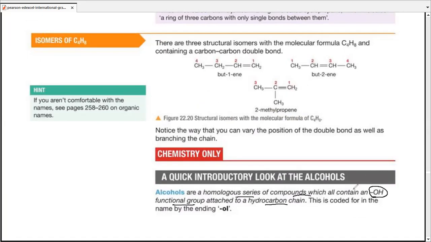So what we do is that in the naming, we're going to give it a suffix, ol, O-L. As soon as you see this suffix, you would automatically understand that the structure is an alcohol. Make sense?